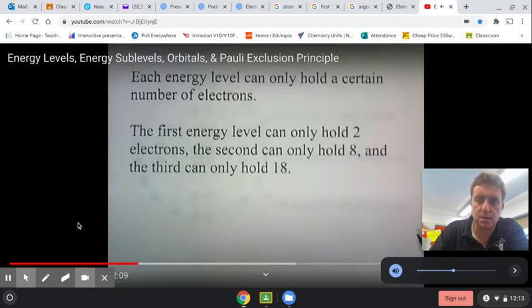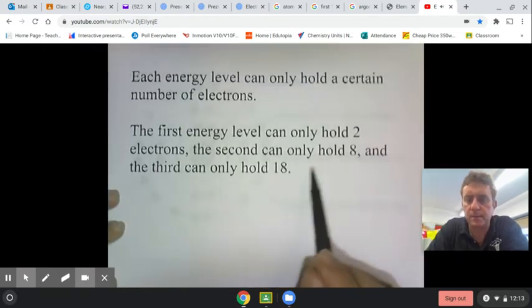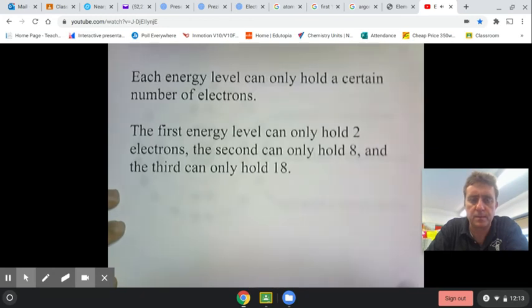The first energy level can only hold 2 electrons. The second energy level can hold only 8. And the third energy level can only hold 18 electrons. Let me show you a picture of that.